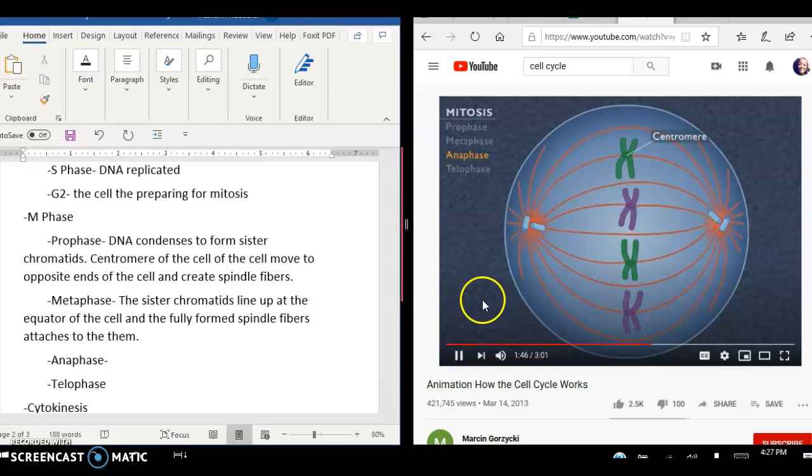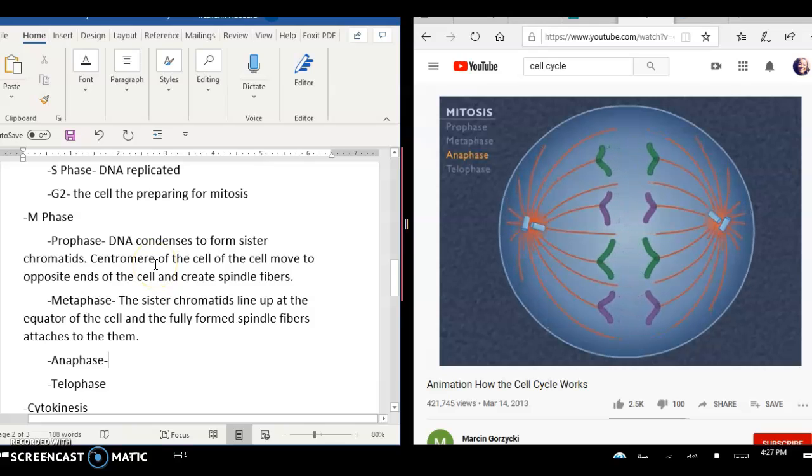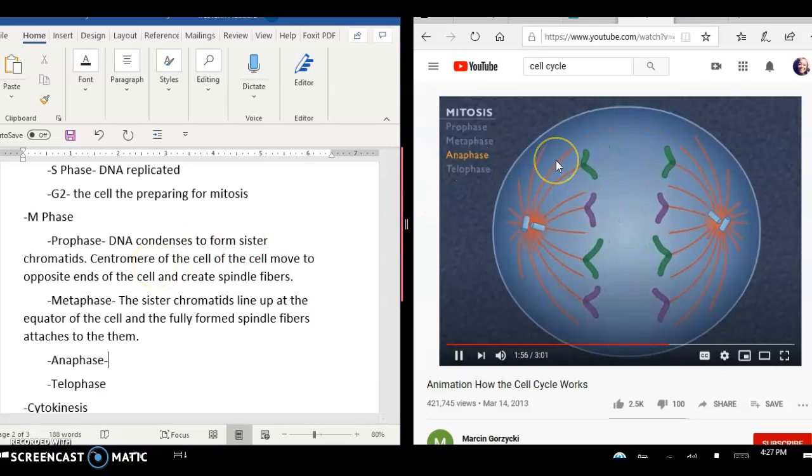The centromere that holds sister chromatids together divides, and the chromosomes move away from each other along the spindle fiber. Alright, so during anaphase, the spindle fibers attach at the centromere, and then they begin to pull.